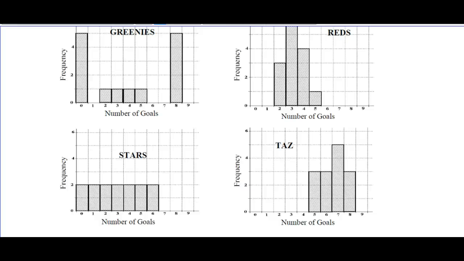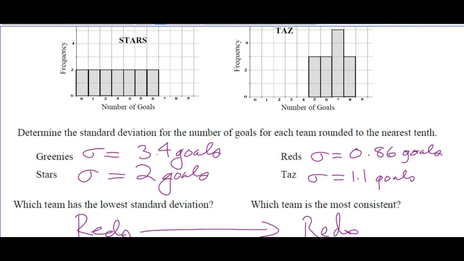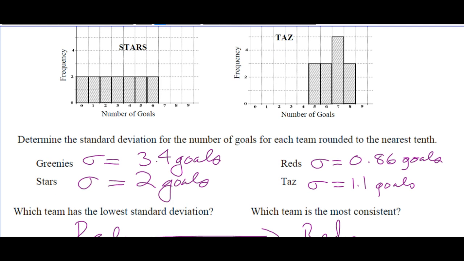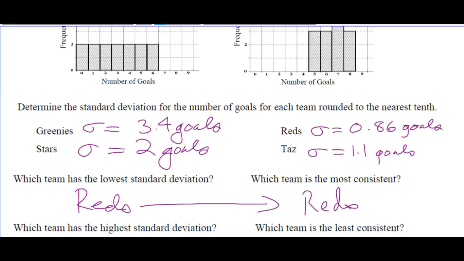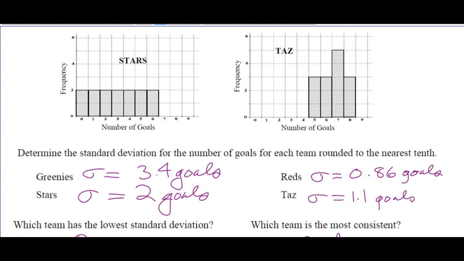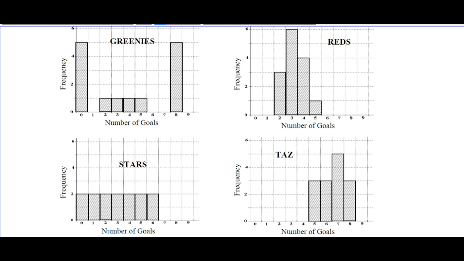Okay, the Taz are more consistent. They get 2 goals every game. Okay, so if you look at the Stars, you see no, they don't get 2 goals per game. Their standard deviation is 2. Right. Oh yeah, and they do get 2 goals per game. The greenies are the most spread out, right? Like they're either really good or they're really bad, right? Like they either get no goals a bunch of times and 8 goals a bunch of times.